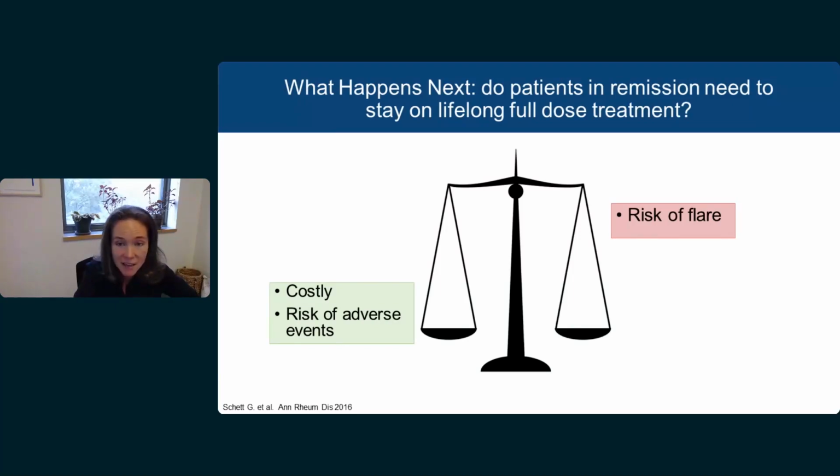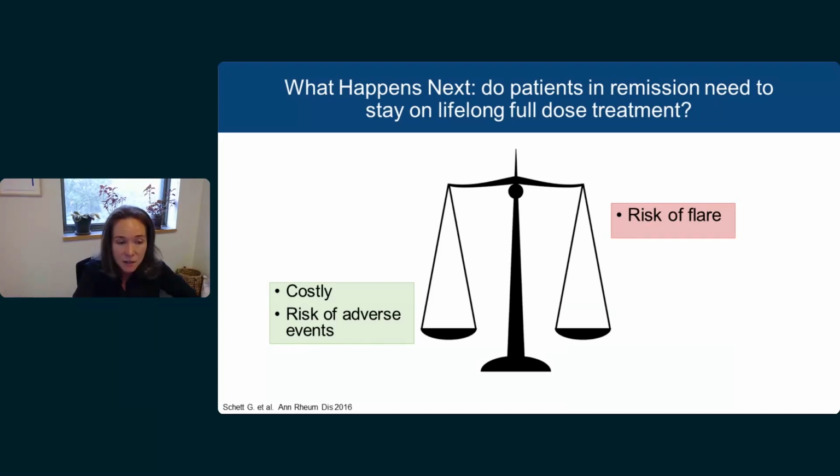People who advocate that patients should stay on lifelong full dose therapy would note that almost all of the studies have shown that tapering or discontinuing therapy confers a risk of flare.